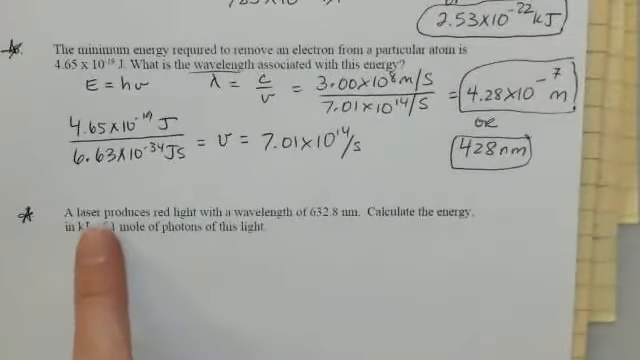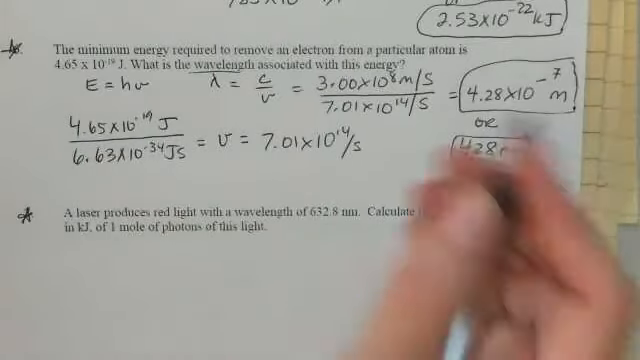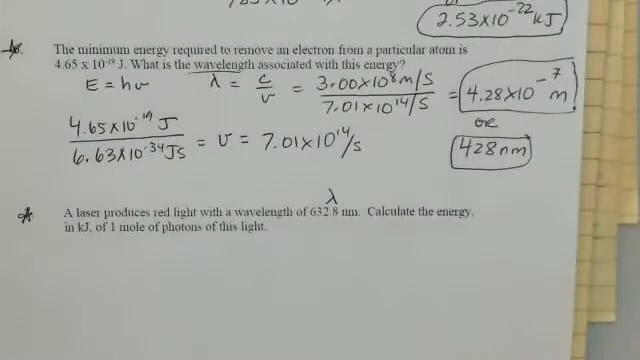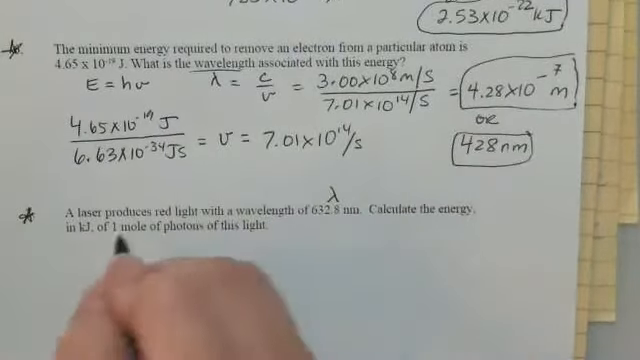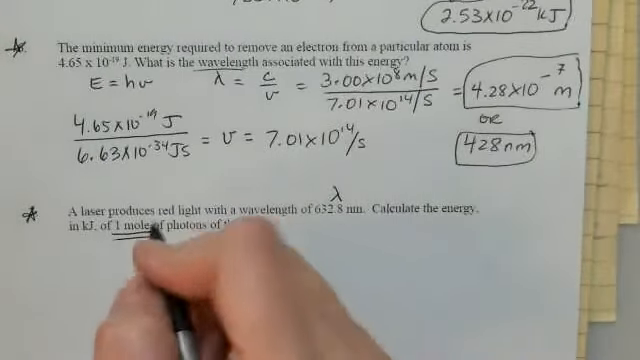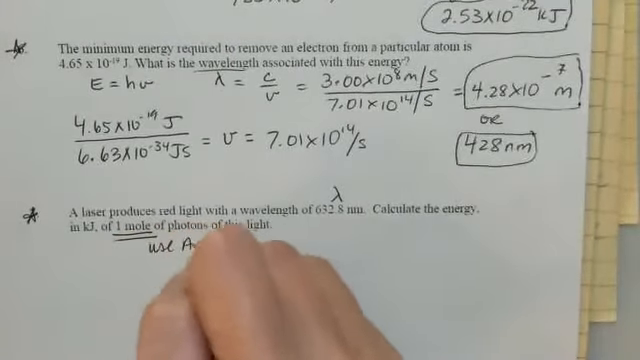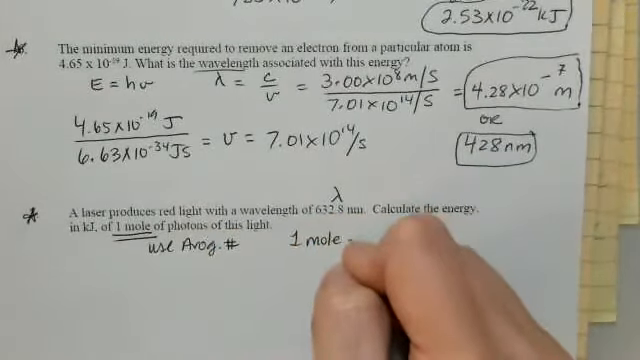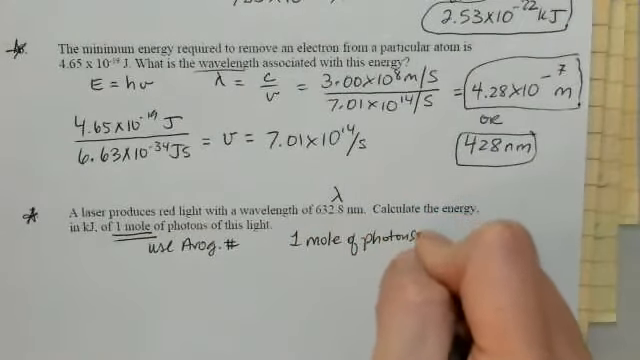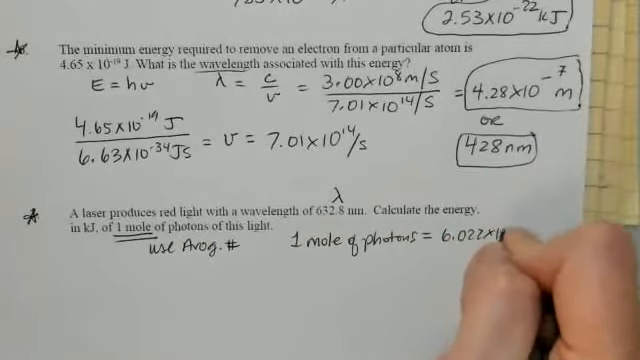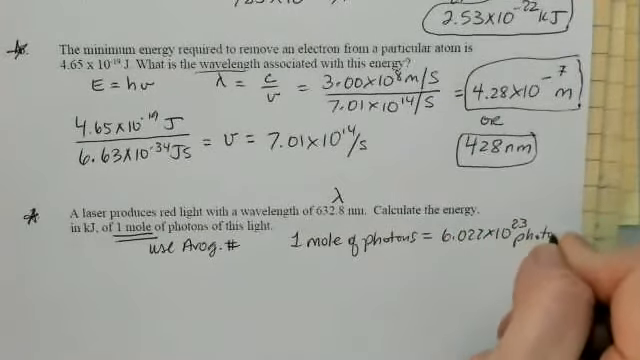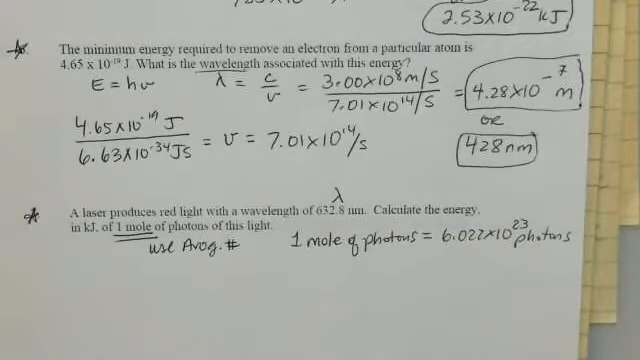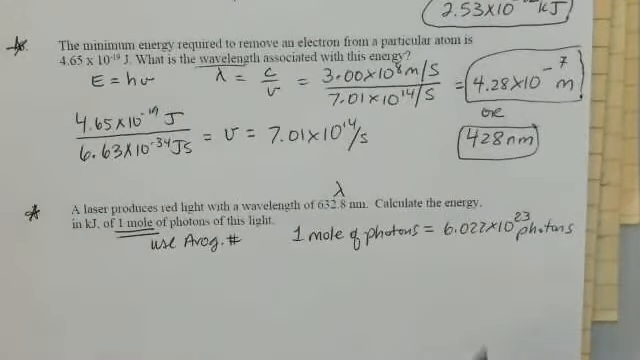Okay, so for this one, a laser produces red light with the wavelength, lambda, of 632.8 nanometers. And we want to know the energy in kilojoules of 1 mole of photons of light. So that's the thing we're going to hone in on. If we're looking at 1 mole, we're going to have to use Avogadro's number. And remember, 1 mole of whatever, in this case we can say photons, is equal to 6.022 times 10 to the 23rd photons. If we were looking at atoms, 1 mole is 6.022 times 10 to the 23rd atoms. If it were molecules, then molecules. So if we're looking at photons, it'll work the same way.